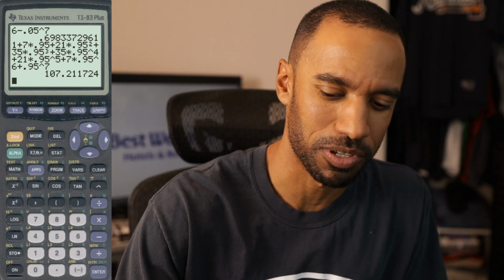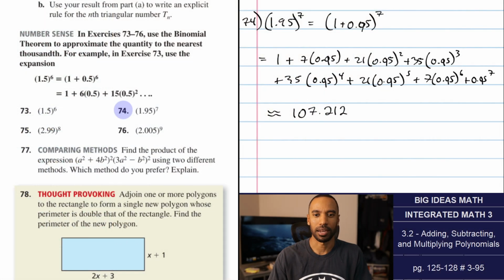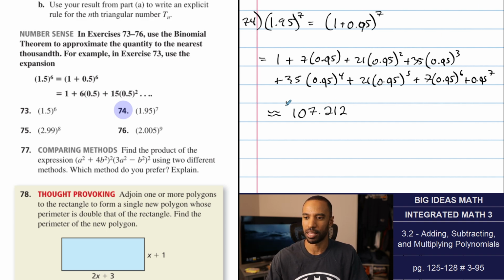107.212. You'll notice the first time I got this small number, 0.698 something. 1.95 to the 7th is not going to be 0.695 something. So something clearly went wrong the first time. All right, so that is going to be that. That's all right, though. Let's move on to number 75.